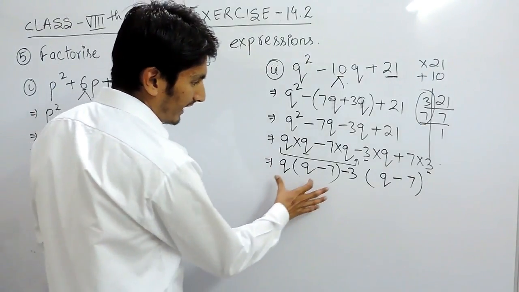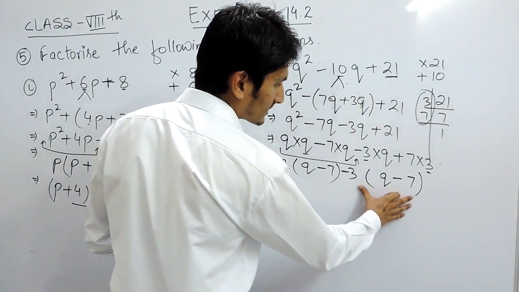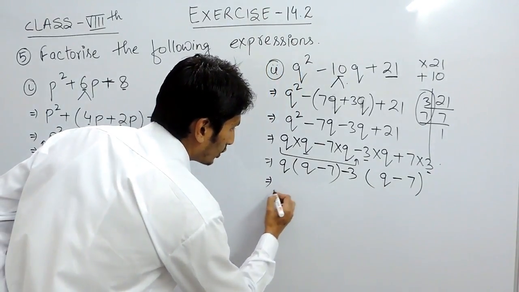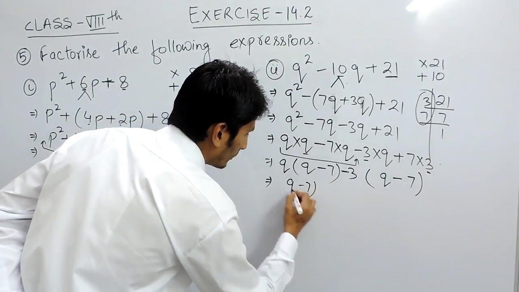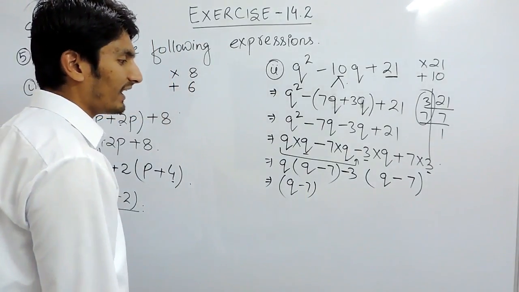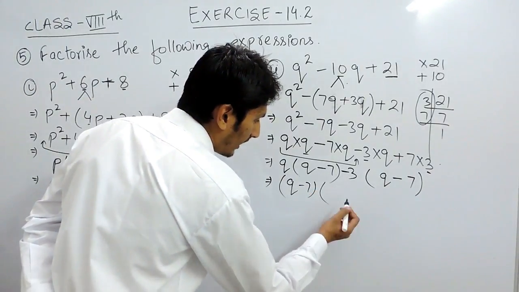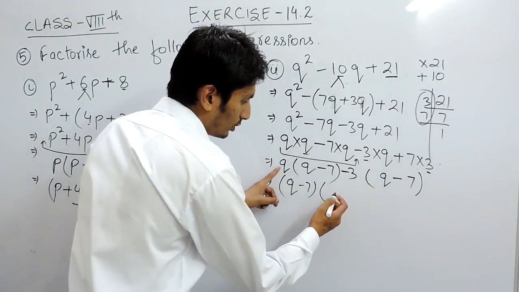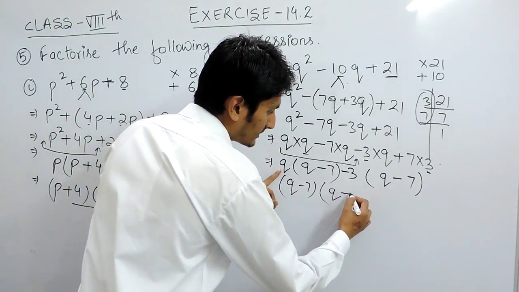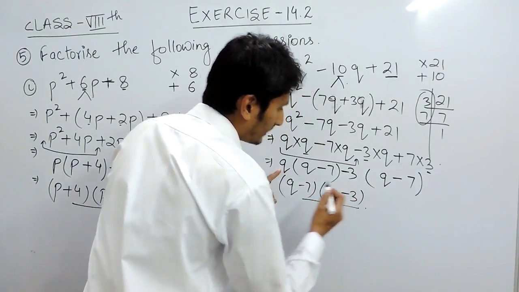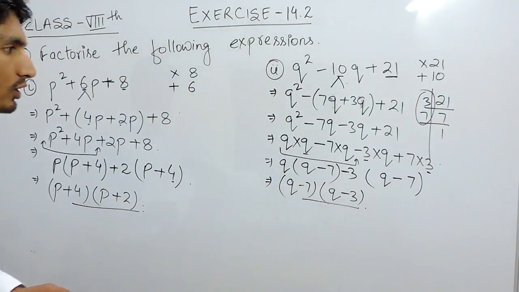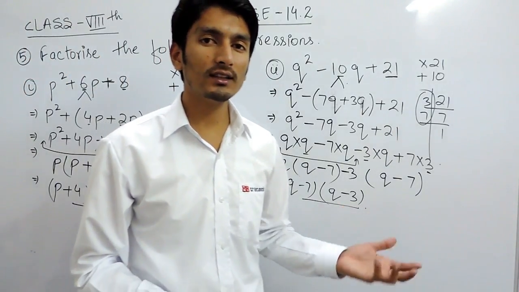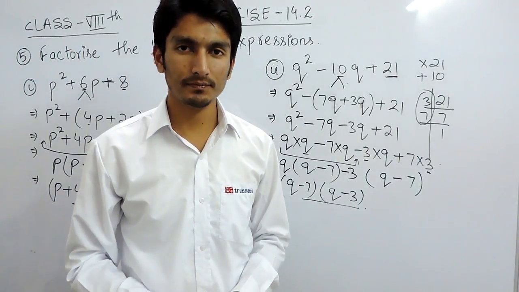Now we have this term minus this term, and in both the terms q minus 7 is a common term. So we take this q minus 7 as a common factor outside the bracket. From the first term, if this is taken out, only q will remain, and from the second only 3 will remain inside the bracket. So this is how we can solve. In the next video, we'll solve the last part of this same question. Thank you.